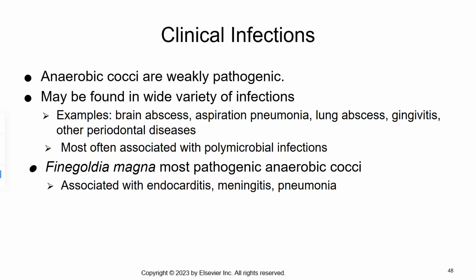They may be found in a wide variety of infections. Examples include brain abscess, aspiration pneumonia, lung abscess, gingivitis, other periodontal disease. Periodontal disease is huge with anaerobes, so lots of anaerobic bacteria like to live inside of the teeth because it's a pretty oxygen-free environment.